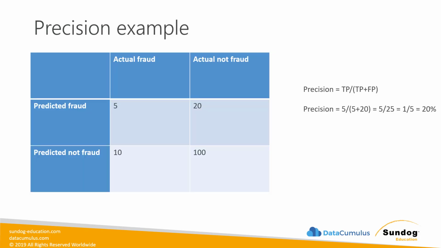And again, we'll dive into an example here. In this particular confusion matrix, the true positives will be 5. The false positives in this example are 20. So the precision is calculated as 5 over 25, which is 20%.